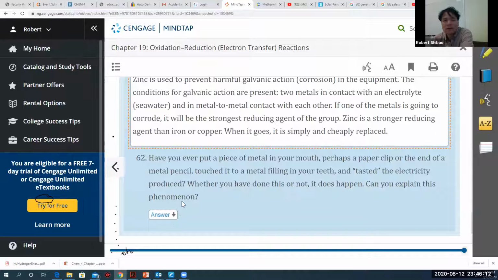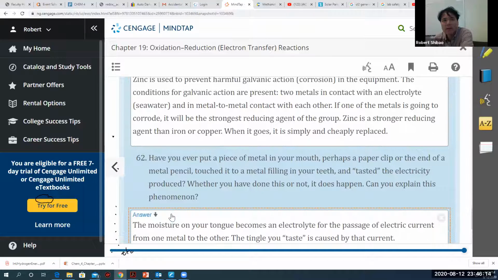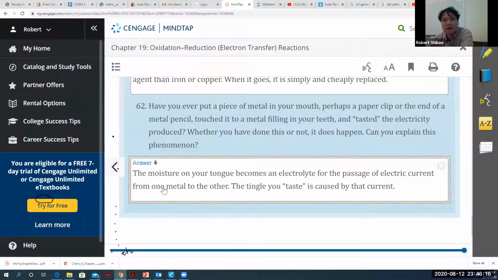Yeah, you're just making a little battery in your mouth, and the electrolyte is your saliva. The moisture on your tongue becomes the electrolyte. The electrolyte is the salt bridge for the passage of the electric current from one metal to the other. And it also is the wire. There's a salt bridge and the wire. And so you can taste that. One of the metals is oxidized and the electrons travel. Actually, ions can conduct electricity too.